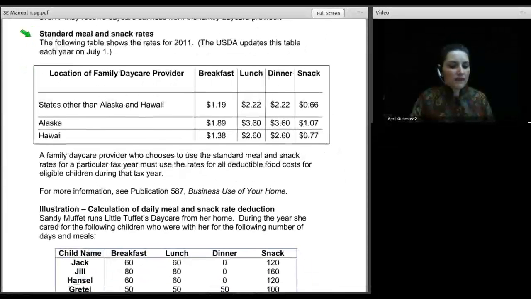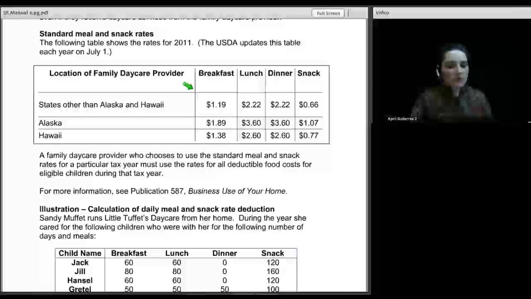So what are the standard meal and snack rates? Well, they're listed in the following table. This comes from USDA, and it is updated each year on July 1st. If you are anywhere in the contiguous United States, each breakfast you feed the children is worth $1.19. Each lunch is $2.22, each dinner is also $2.22, and each snack is 66 cents.